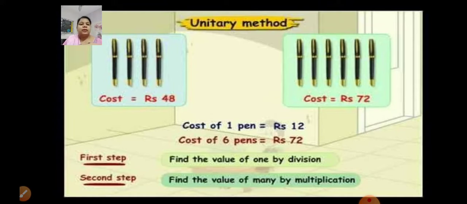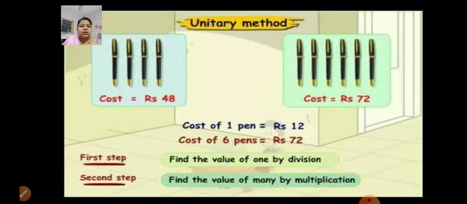Let's see one more example. Cost of 4 pens is given to be rupees 48, and you need to find out the cost of 6 pens. So again we will go from many to 1. So if 4 pens cost rupees 48, cost of 1 pen will be 48 divided by 4. This will be rupees 12. Then again cost of 6 pens will be what? Rupees 12 multiplied by 6, right? So 12 sixes are 72.